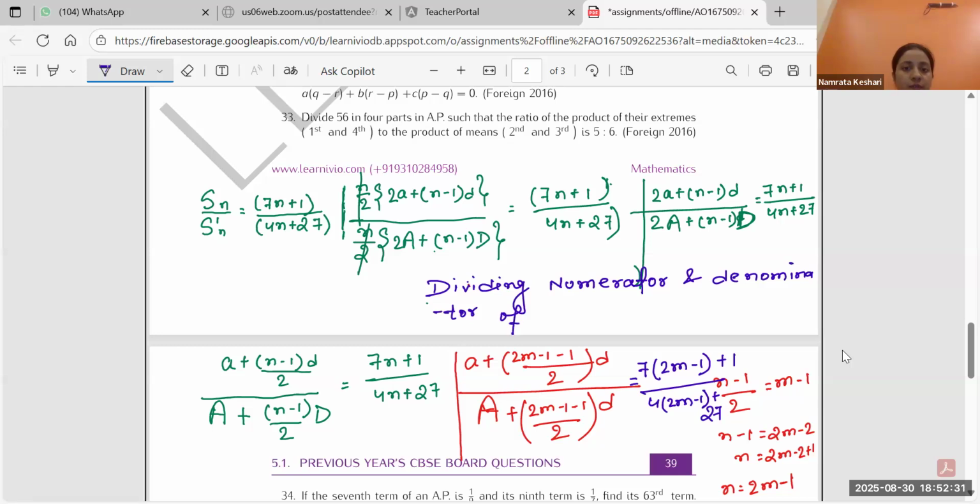of the LHS by 2. Check it. If you divide 2a plus (n minus 1) d by 2, and then you can separate it, 2a by 2 will be just a. (n minus 1) into d by 2 will remain as it is. Making sense?